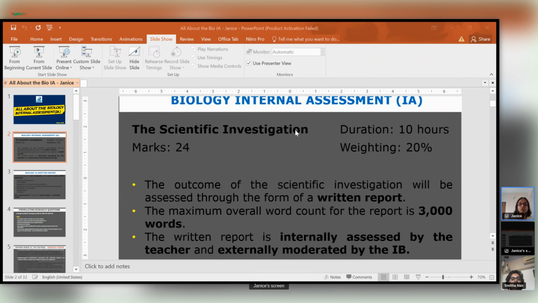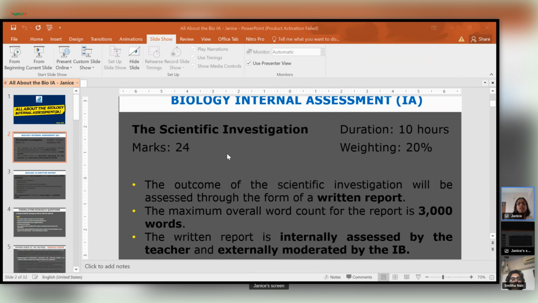Now, when you choose a topic of your interest, the IA should be unique. Unique in the form of topic. The topic that you choose should be unique, or the method, that is the procedure that you're going to follow for collecting the data and all those.